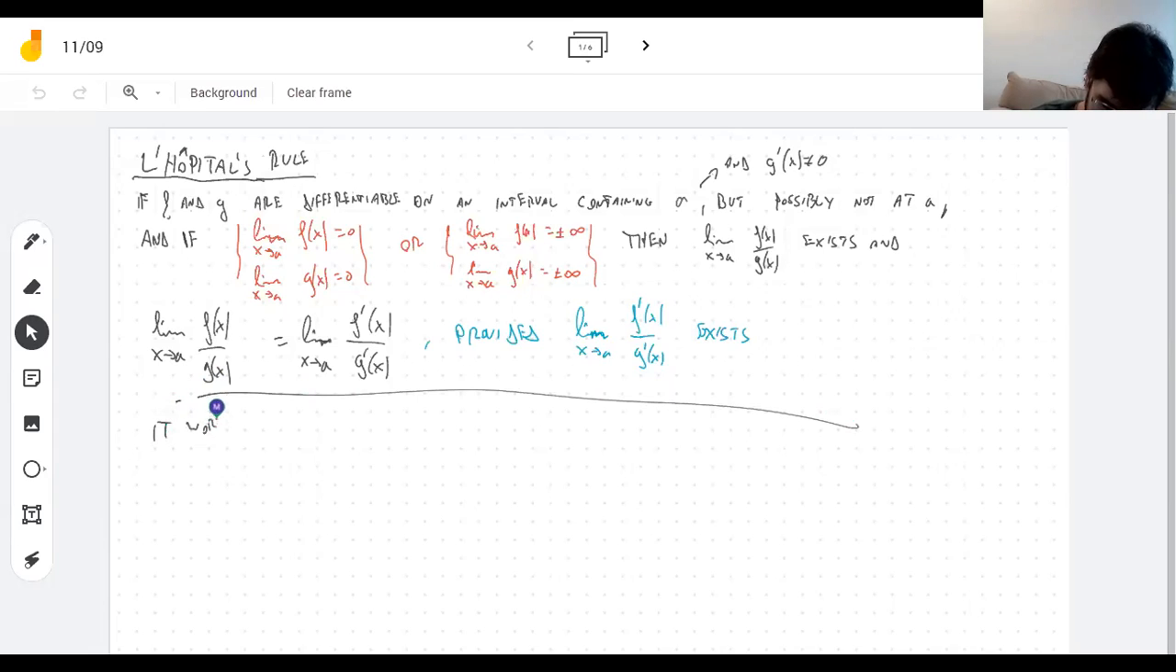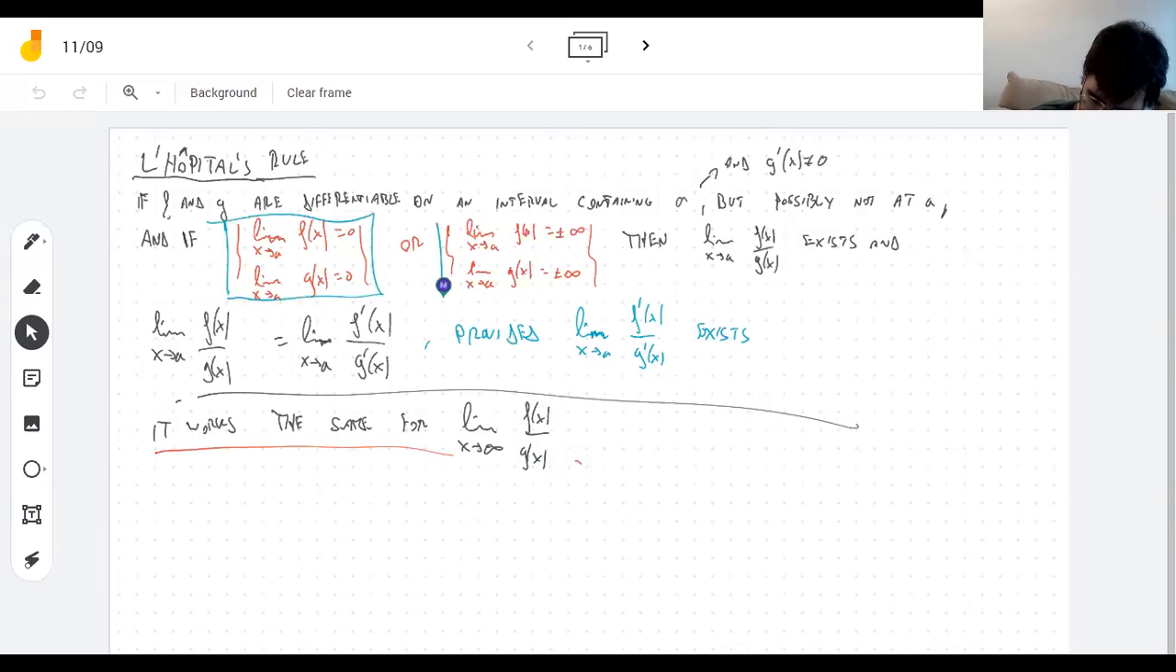And also, it works the same if instead of taking the limit at zero, I take the limit at infinity. But the most important thing to keep in mind is that the limit has to be 0 over 0 or infinity over infinity. Otherwise, we're in for pain. Okay, so that's all there is. Now to do some examples, and then we'll be done. Are there any questions?